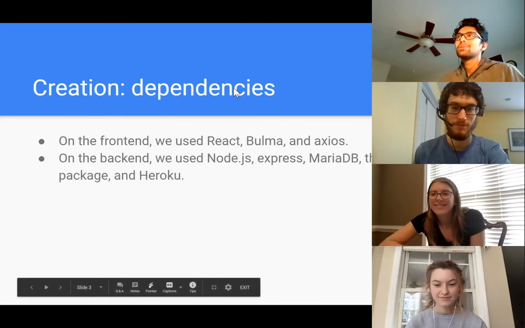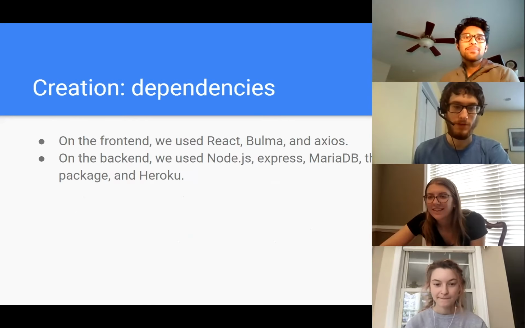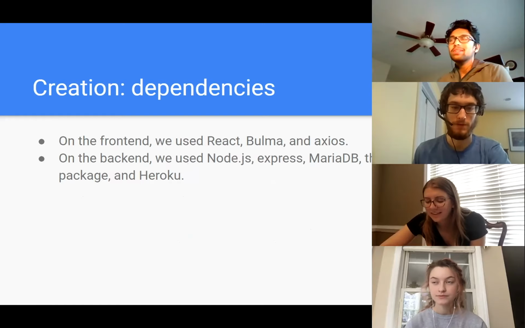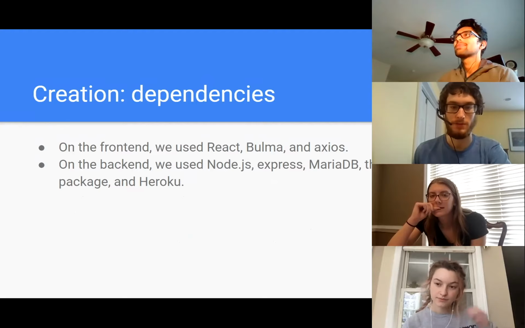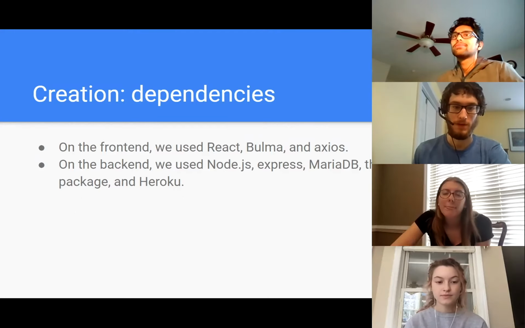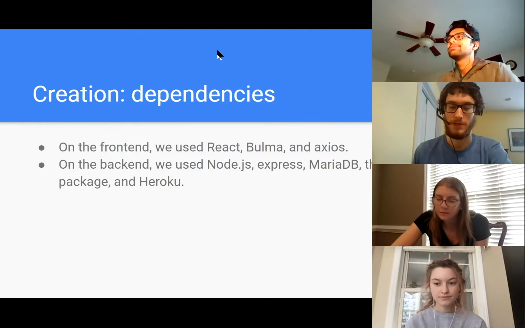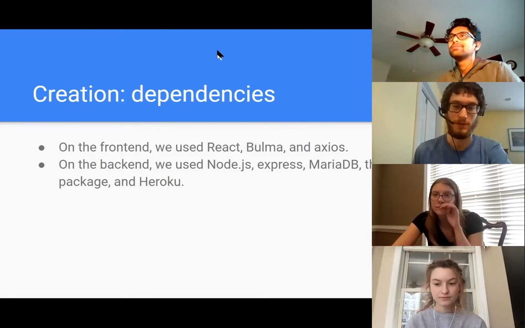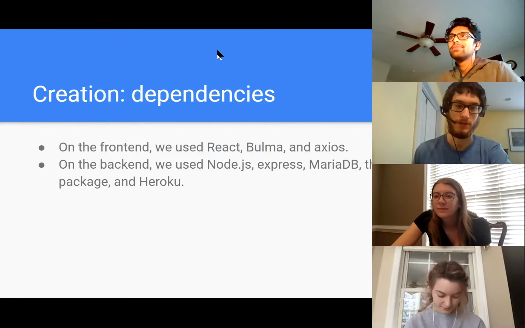And Eric, do you want to start talking about the creation dependencies? Yeah, sure. So basically on the front end, we used HTML5, HTML, JavaScript, CSS, obviously. Then on top of that, we used React, Bulma, and Axios. React is kind of used as our framework to create the page basically. Bulma is used to make it look good, and Axios is to connect front end and the back ends.